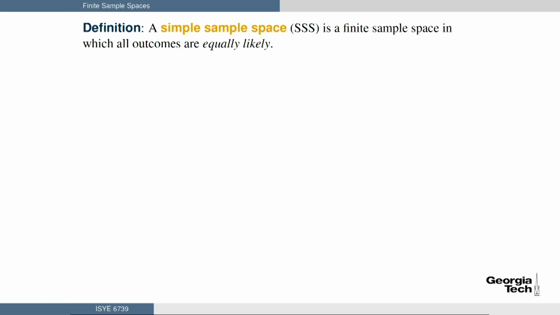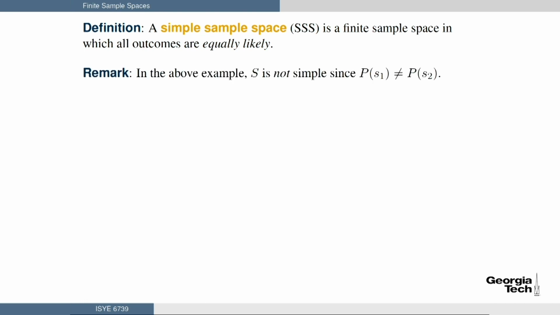Now let's make an even nicer definition. A simple sample space, S, is a finite sample space in which all outcomes are equally likely. Equally likely is important. So in that last example, S was not a simple sample space because the probabilities of the different colors were different. We had a half, we had a quarter.